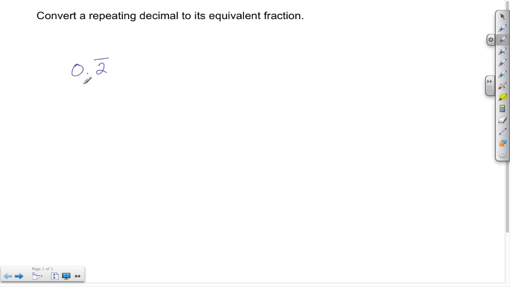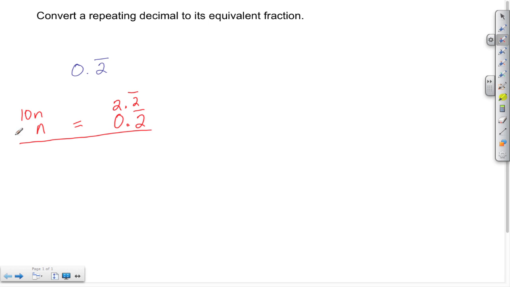We begin here with 0.2 repeating. We know the 2 is repeating because we see the bar over the 2, and that's the only number repeating. So what we first have to do is set this equal to n. So n is equal to the repeating decimal. And because it's only a single place value repeating, we just multiply n times 10 and the repeating decimal times 10. So I end up with 10n on the left hand side, and 2.2 repeating on the right hand side. Remember that when you multiply by 10, you just move your decimal point one place to the right.